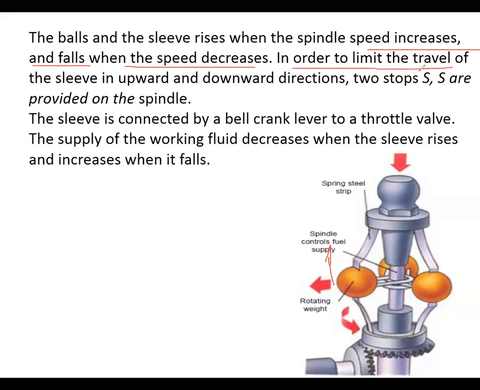In order to limit the travel of the sleeve in the upward and downward directions, two stops may be there. This one is one stop, and this one is the other stop. The last diagram also I showed you that. The sleeve is connected to the throttle valve through the bell crank lever. The supply of the working fuel decreases when the sleeve rises and increases when it falls. Right.